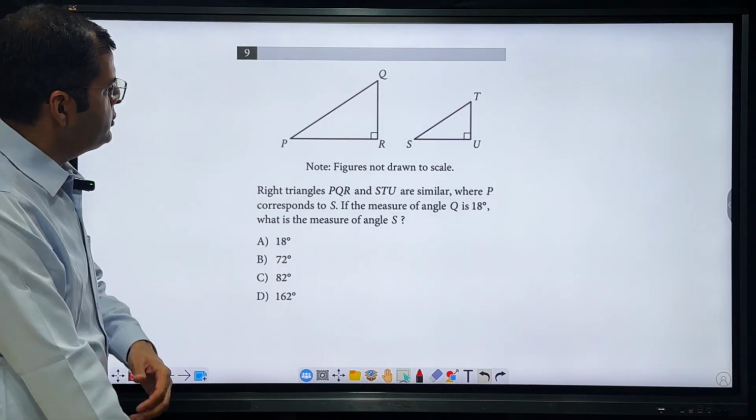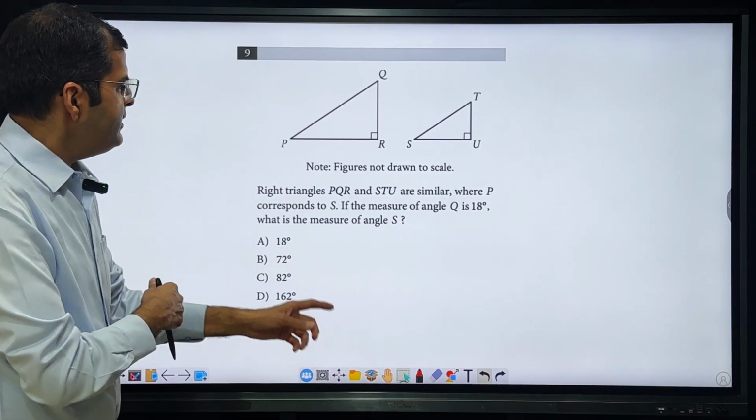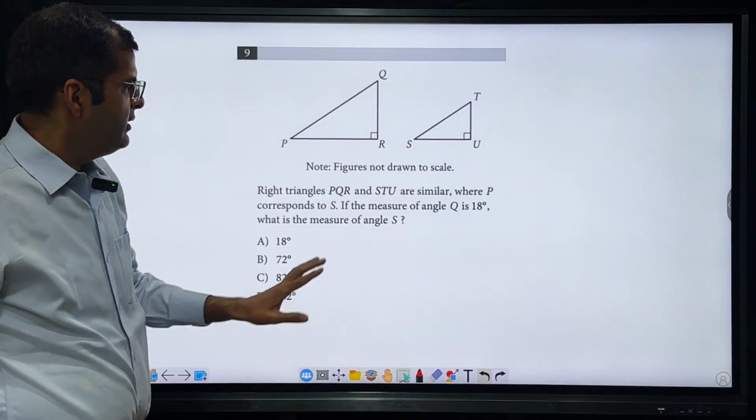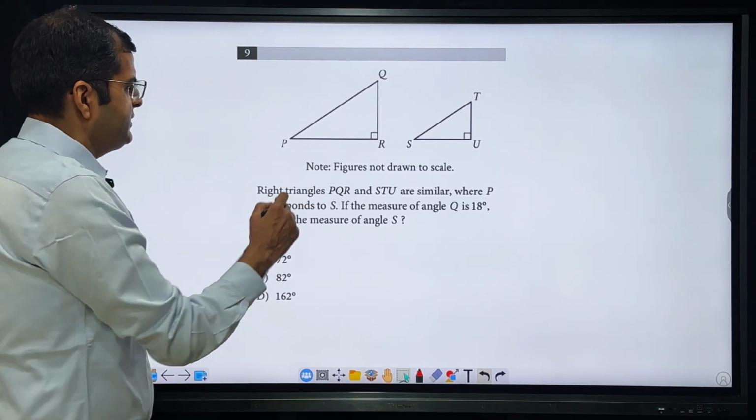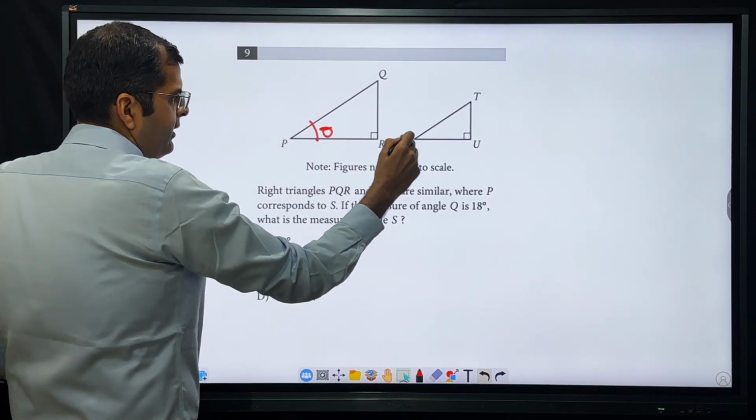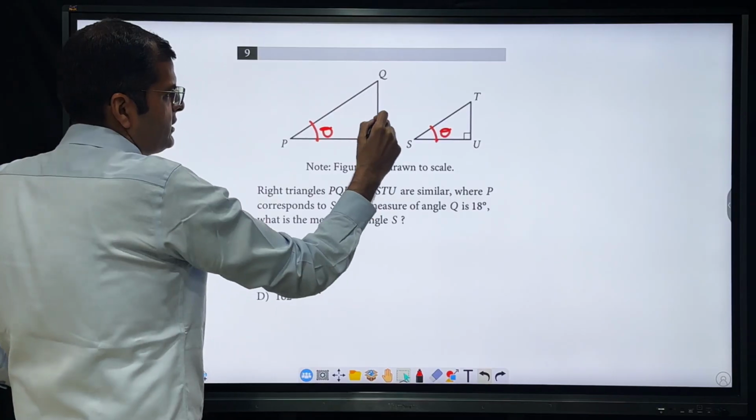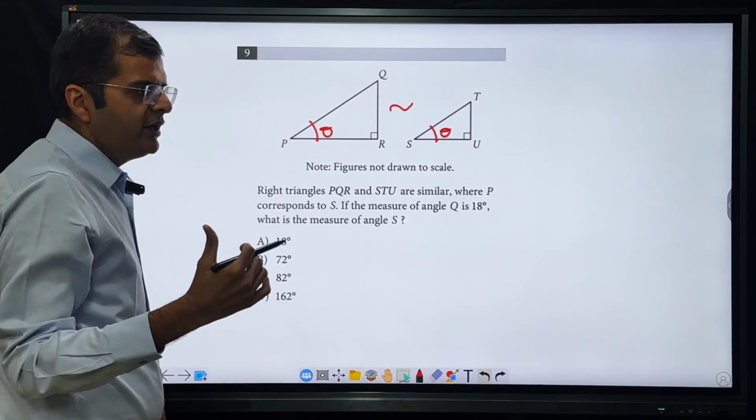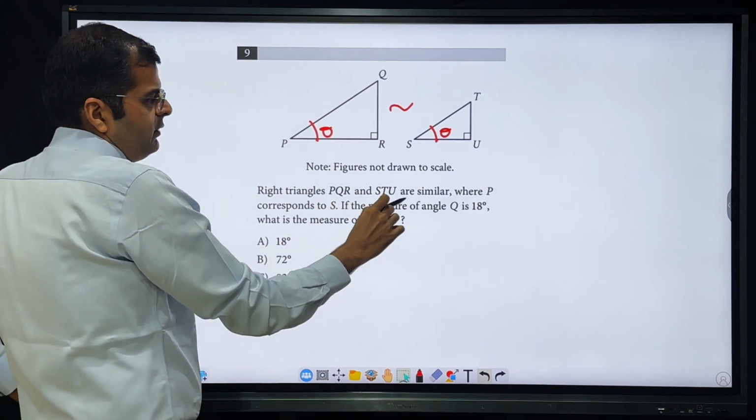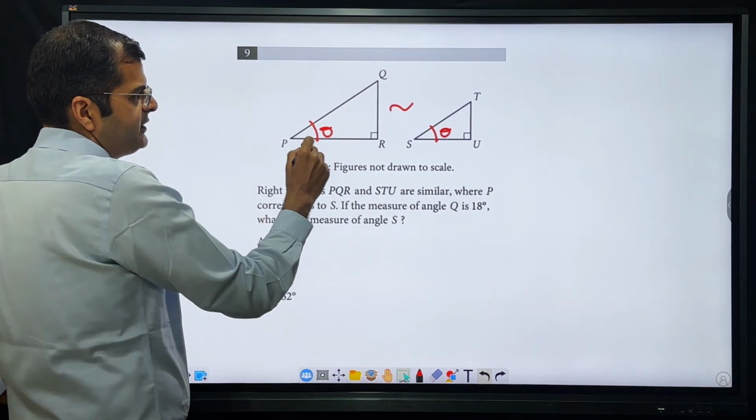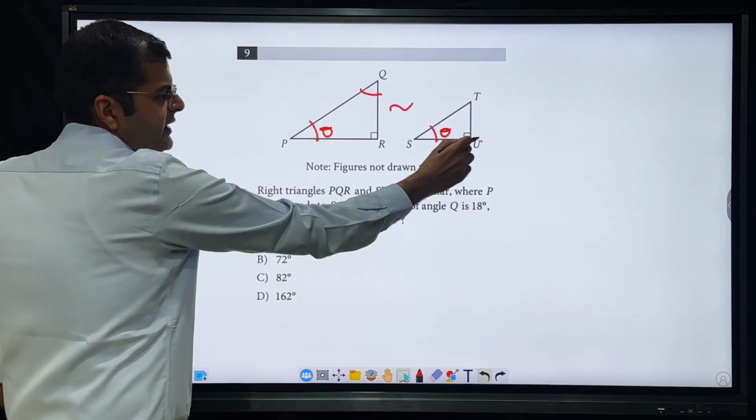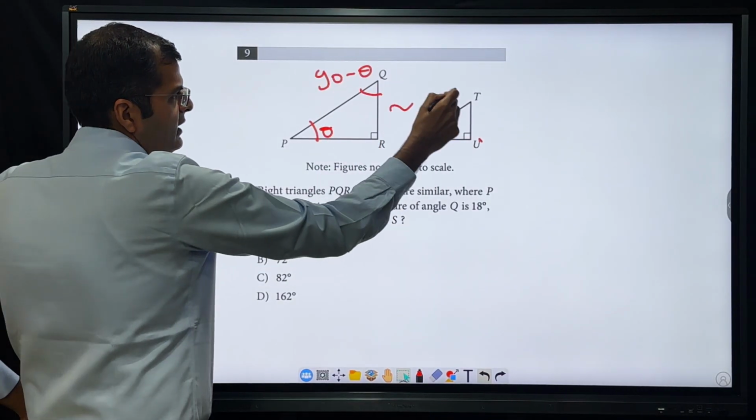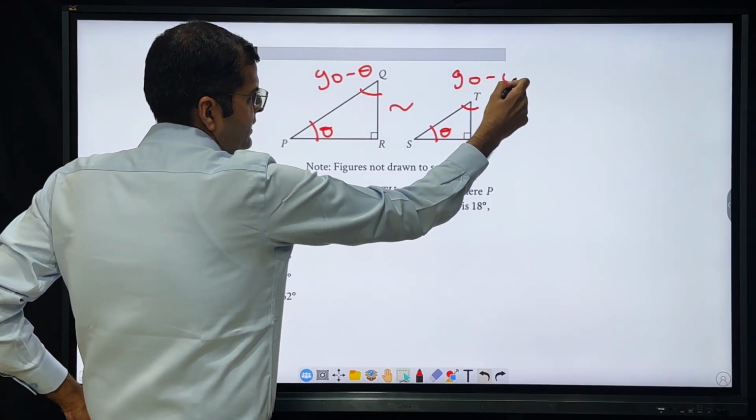Now, the next question. Right angle triangles PQR, EQR and STU are similar, where P corresponds to S. So if angle P is theta, angle S is also theta. If they are similar triangles, each corresponding angle is equal. This is 90 in both cases, R and U. So Q has to be 90 minus theta and T also has to be 90 minus theta.